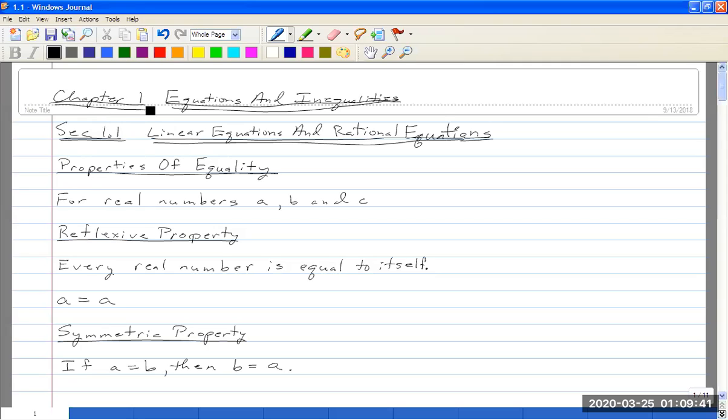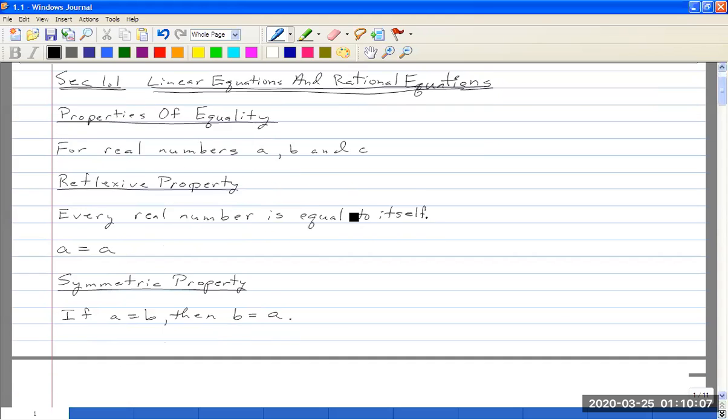Let's start chapter one, equations and inequalities. Section 1.1, linear equations and rational equations. First, let me give you some properties of equality. An equation will involve an equality, so properties of equality. First, for all real numbers A, B, and C, we have the following.